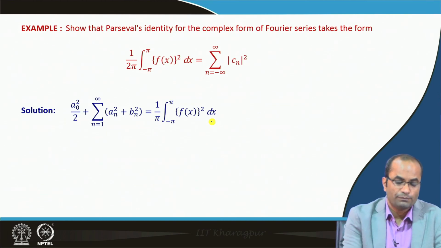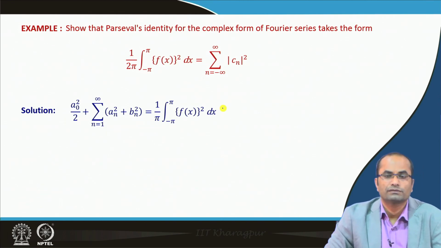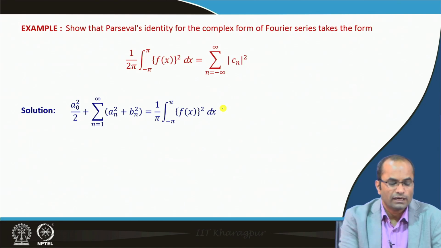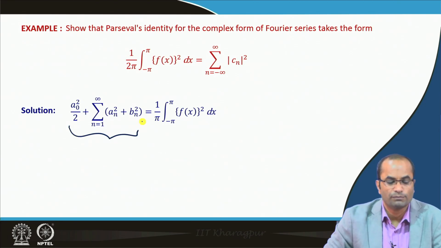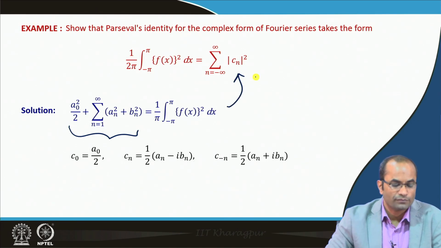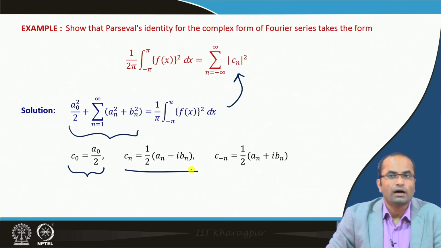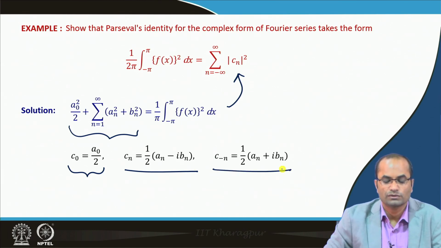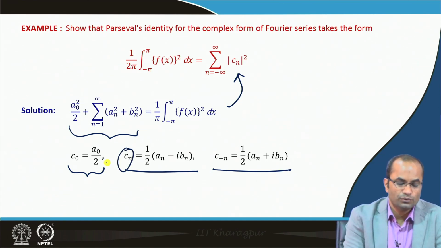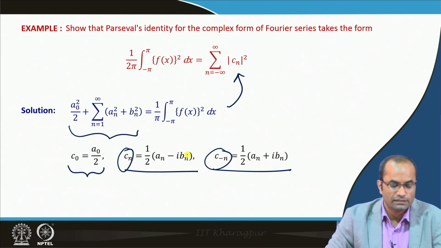So, this was the Parseval's identity which we have discussed for the normal form of the Fourier series. And now we know the relations, that how the new Fourier coefficient C n is related to the old ones, and with the help of that we can convert this Parseval's identity to this form. So, recall that C 0 was A naught by 2 and C n was half of A n minus i b n, and then C minus n was half of A n plus i b n. That was the relation when we have used these new notations C n and C minus n.